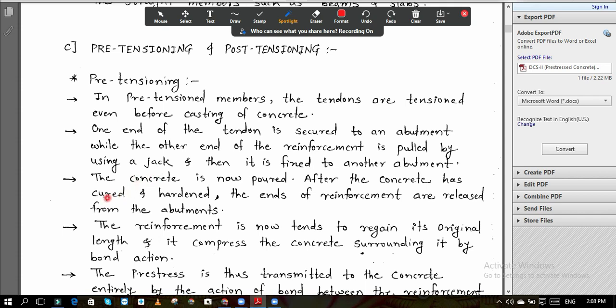Next point is the concrete is now poured. After the concrete has been cured and hardened, the ends of the reinforcements are released from the abutment. So once this is done, one end of the tendon is securely tied to the abutment.